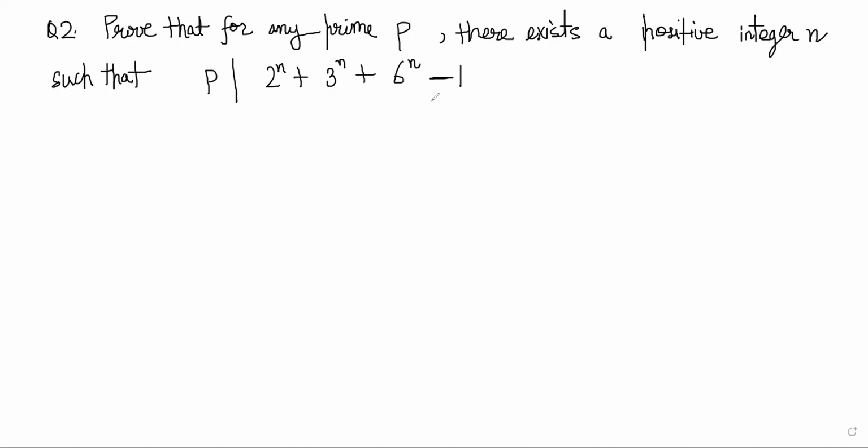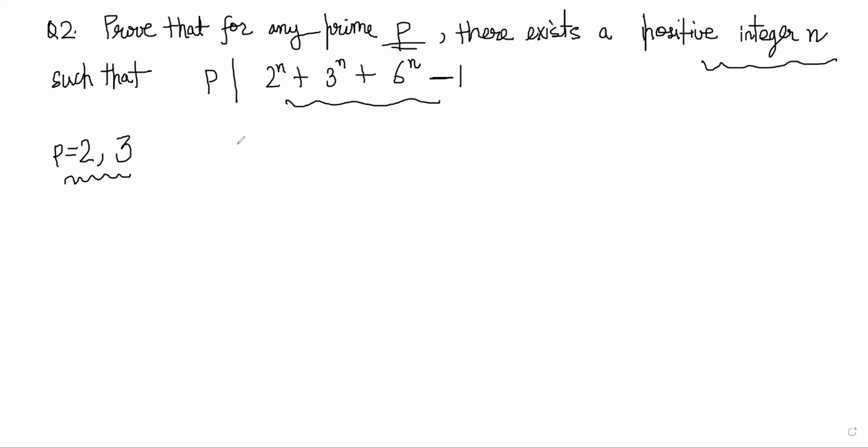Okay, so let's think about what we can do here. For any prime p, we have to prove this. So let's check the simple cases, the first couple of primes, when p is equal to 2 and p is equal to 3. We have to show there exists a positive integer n such that this is divisible by 2 and divisible by 3.